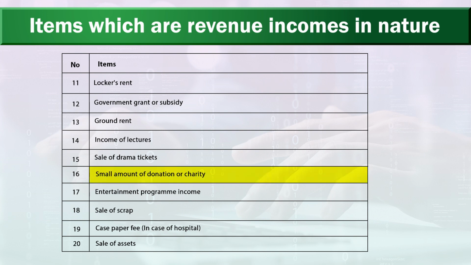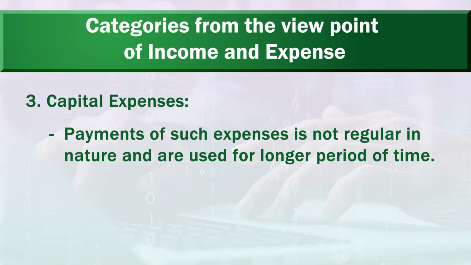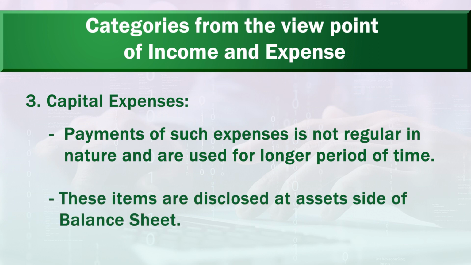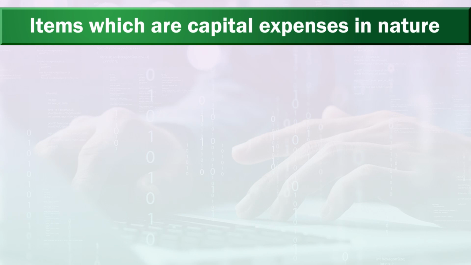16. Small amount of donation or charity. 17. Entertainment program income. 18. Sale of scrap. 19. Case paper fees in case of hospital. 20. Sale of assets. The third category is capital expenses. Payment of such expenses is not regular in nature and are used for a longer period of time. These items are disclosed at asset side of balance sheet.